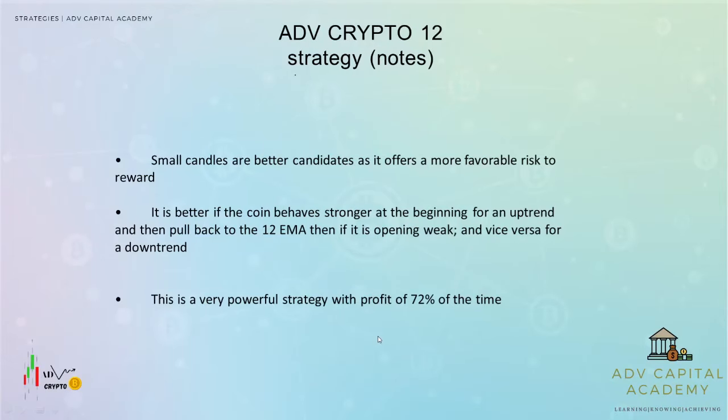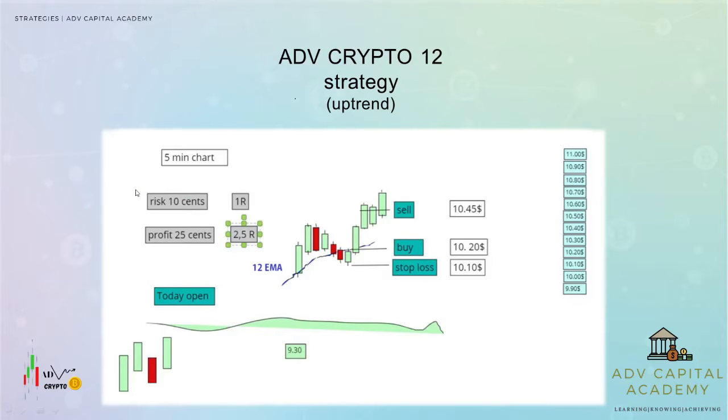We have some notes for this strategy in order to be more successful. First is that small candles are better candidates as they offer a more favorable risk to reward. What do I mean by that? If you see a coin going up and coming back down, it touches the 12 EMA, and it is a big candle, then we don't want to buy at that point because it is very hard to achieve 2.5R from that point. But if the candle is small, that is a good opportunity for us. So we are looking for small candles and we are buying.